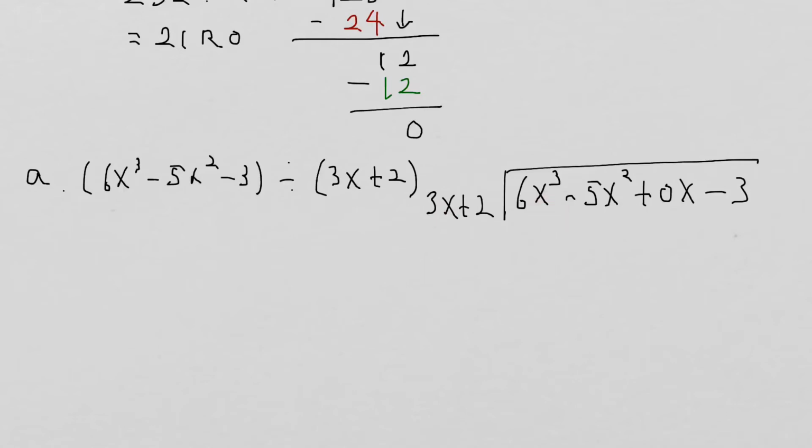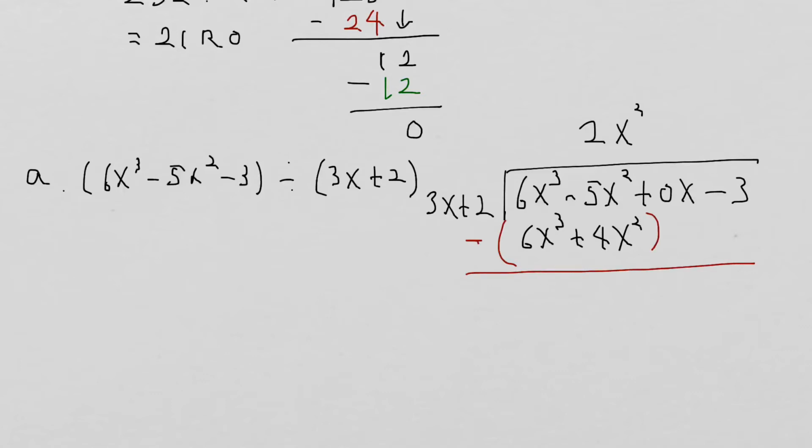You need 2, since 2 times 3 is 6, and then x times x squared gives you x cubed. So once you decide what to multiply, now you're going to multiply 2x squared into the whole 3x plus 2. Then you get 6x cubed plus 4x squared. And you are subtracting these two lines. You're going to get 0, and negative 5 minus 4 will be negative 9x squared.